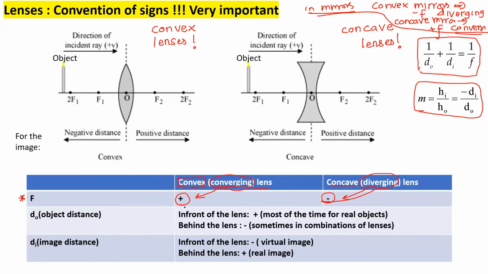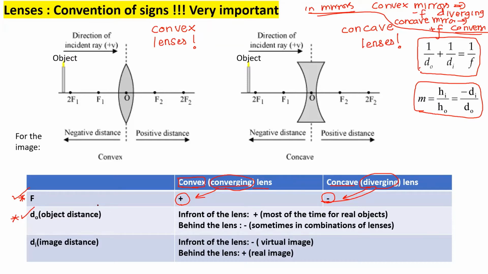Sometimes in problems, they will definitely tell you it is a converging lens. So it is easy, right? Then you know it's plus. Sometimes they will just tell you it's a convex lens. If that's the case, you should know convex lens means it's a converging lens and F is plus. Okay, so F is done. And the other important thing is D naught. D naught is the object distance.